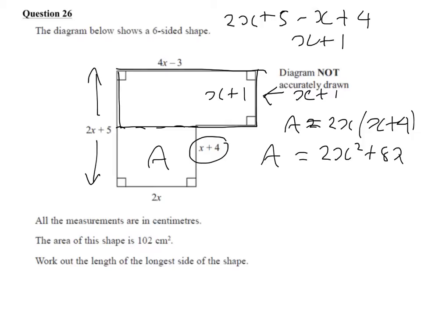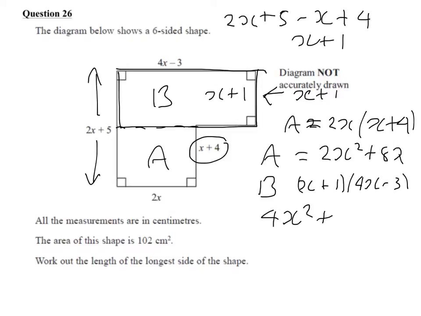So the area then of our second rectangle, we'll call it B, is 4x plus 1 times 4x minus 3. So we need to multiply out these brackets, which gives me 4x squared. I'm going to get 4x minus 3x, gives me plus x, minus 3.